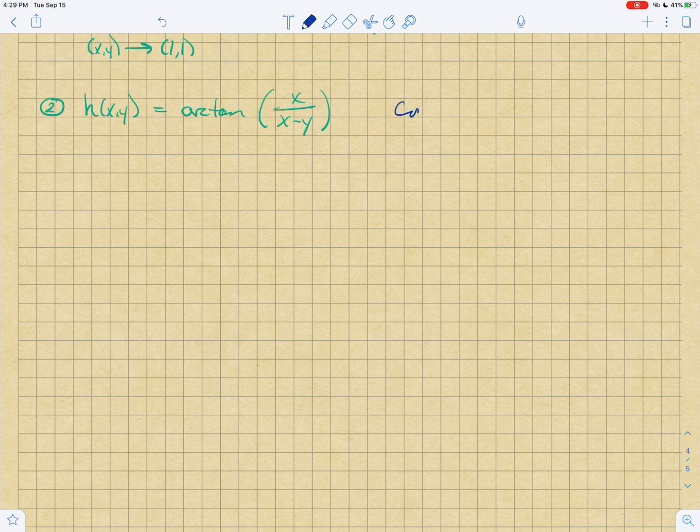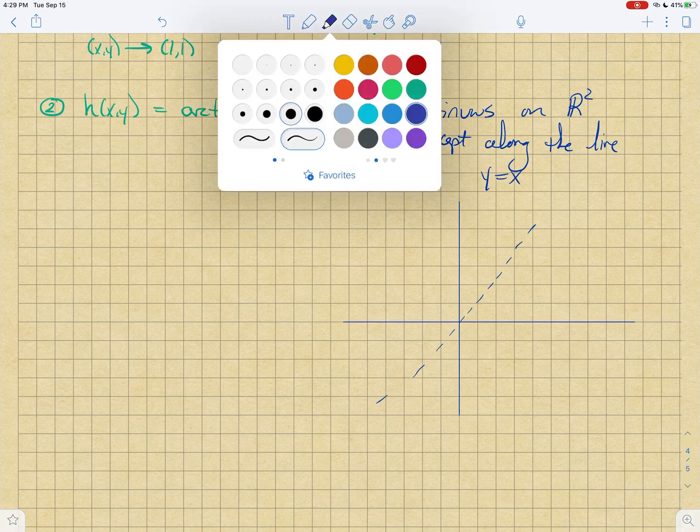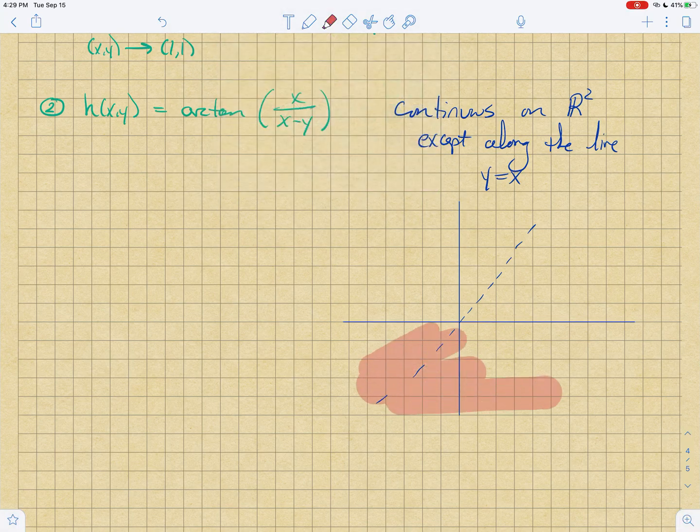And so we can say that this function is continuous on R2 except along the line y equals x. So if you wanted to graph the domain, you could say, look, the domain of this function is actually everything except that line. It's everything but the line y equals x. Here, let's do this, and then we can just fill it in. So that's the idea with domain.